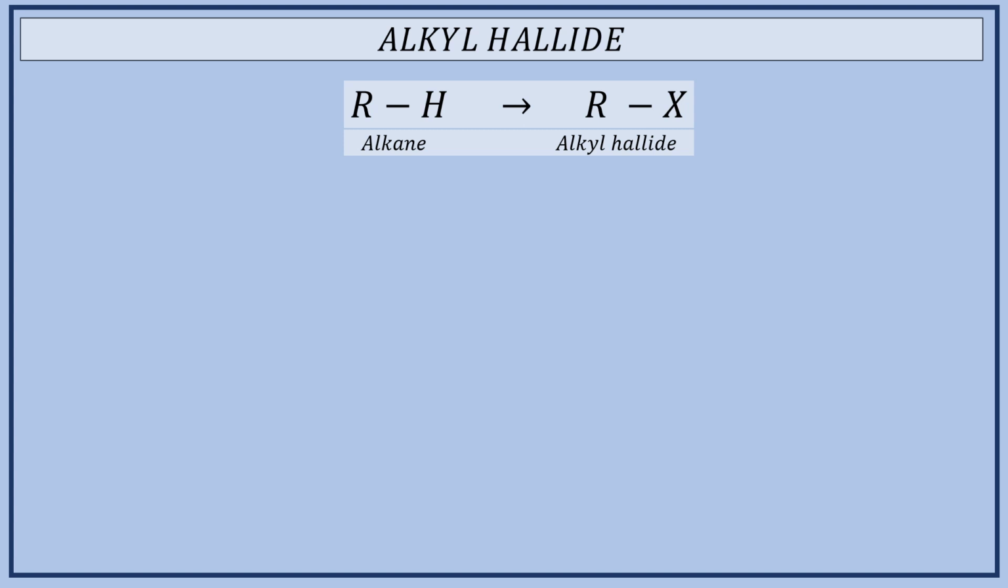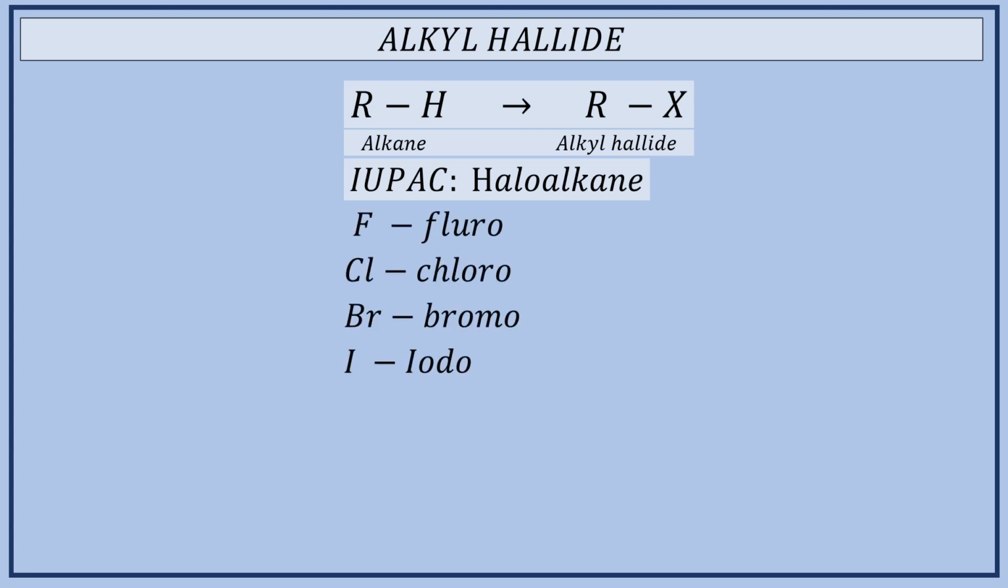Now the IUPAC rules suggest that it should be named as haloalkane, where halo is the prefix for halogen and alkane is the chain length of the alkyl group. So for fluorine we use fluoro, for chlorine chloro, for bromine bromo, and for iodine we use the keyword iodo. Let us see some examples to understand and apply this rule in a better way.